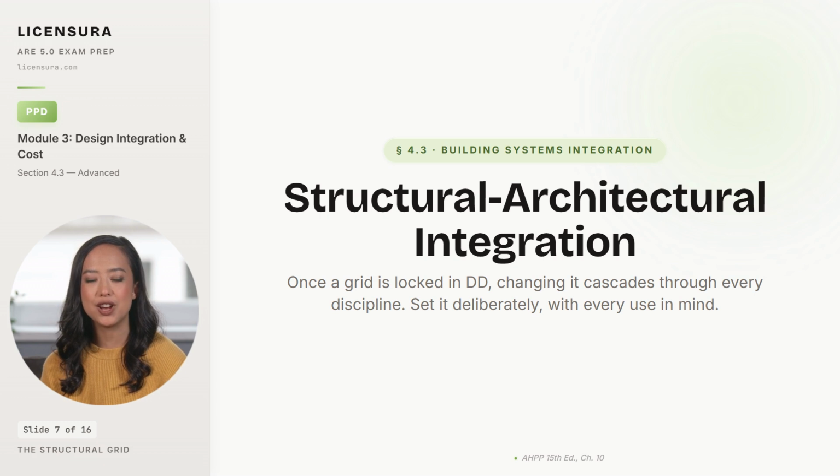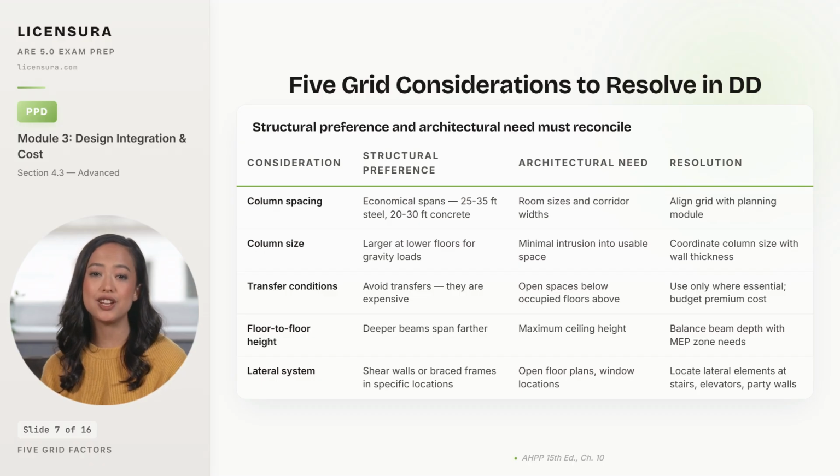The architect who treats the grid as a structural-only decision gets sued by an owner whose program had to be rebuilt around it. 5 grid considerations interact at the same moment. Each one pulls in a different direction. 5 grid considerations that have to reconcile in DD before the structural drawings advance.